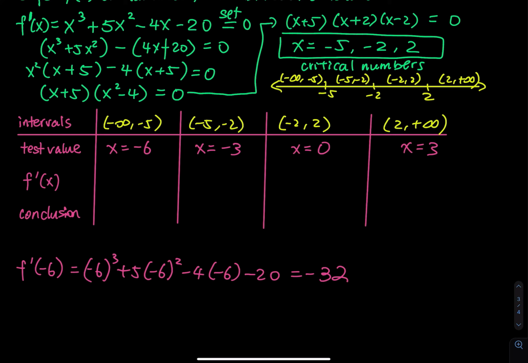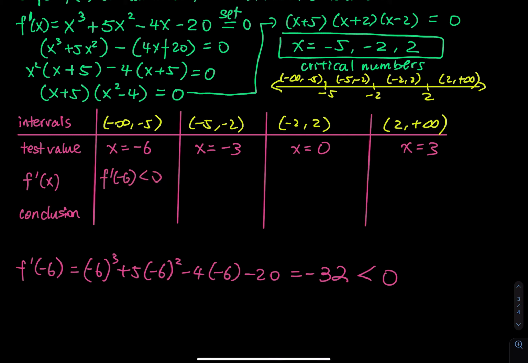So in this one, I don't care if that is equal to negative 32 or negative 3000. The one thing that I care about the most is that this is negative. Negative, that's what I care about the most. And then you put that in the table. So f prime of negative 6 is negative.